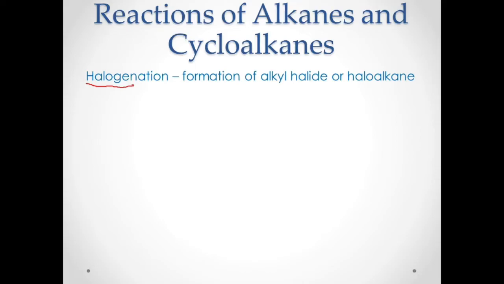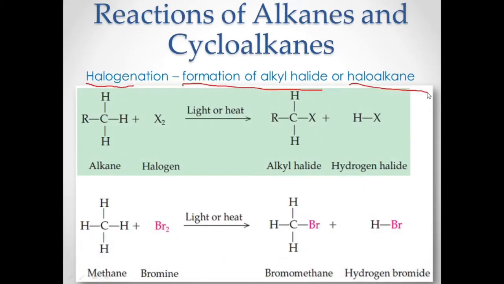Okay? So when an alkane or cyclic alkane is reacted with a halogen, it will form an alkyl halide or a haloalkane. Okay, so how do you do that? For example, if you have an alkane, your halogens are in a diatomic form. So it's not monoatomic. Halogens are not monoatomic, but they are diatomic. Okay?